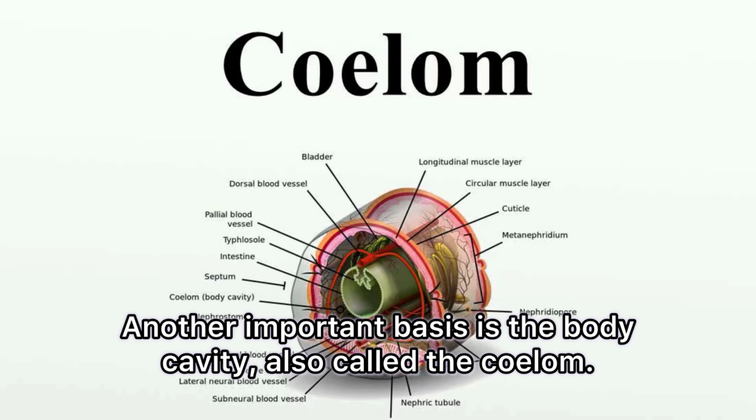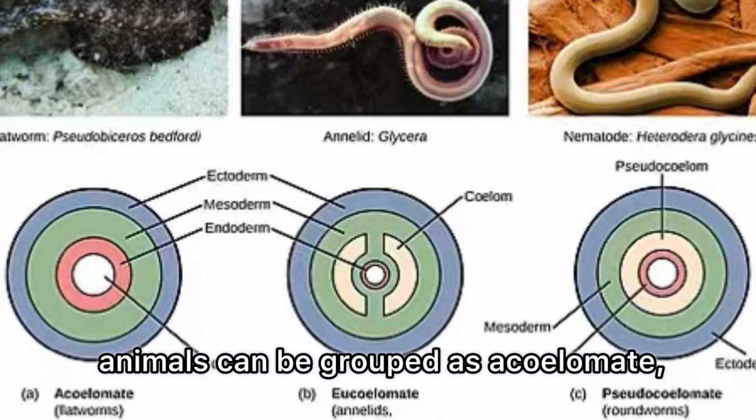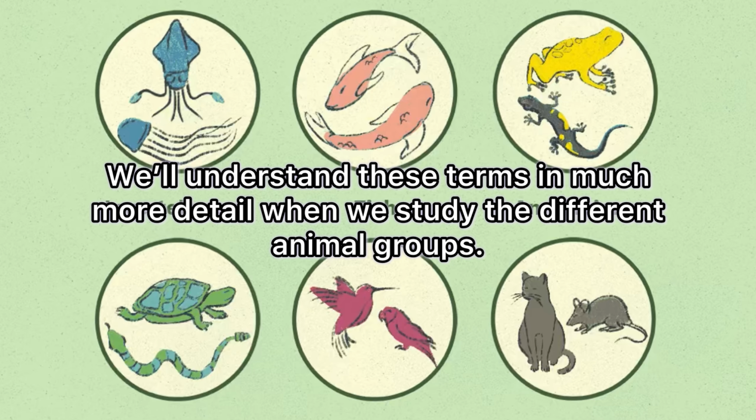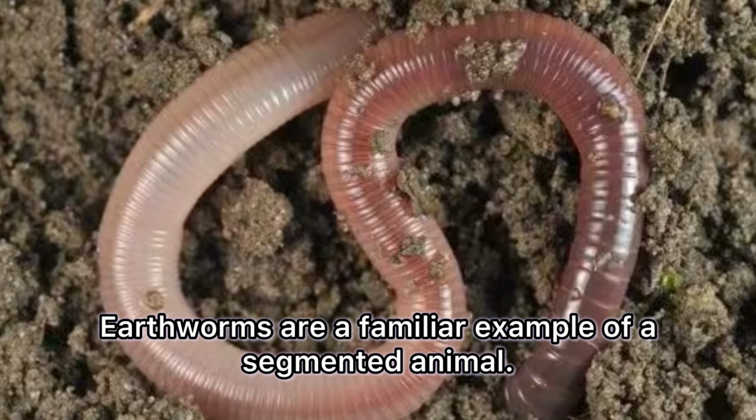Another important basis is the body cavity, also called the coelom. Based on the presence and nature of the body cavity, animals can be grouped as acoelomate, pseudocoelomate, or coelomate. We'll understand these terms in much more detail when we study the different animal groups. Next is segmentation. Segmentation means that the body is divided into a series of repeated segments. Earthworms are a familiar example of a segmented animal.